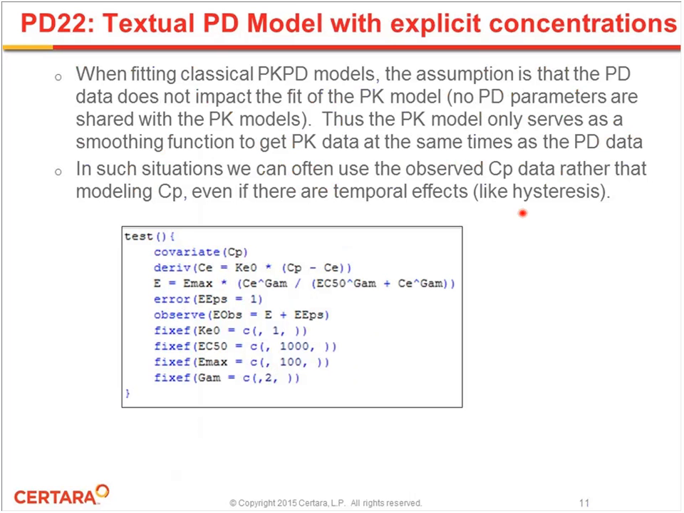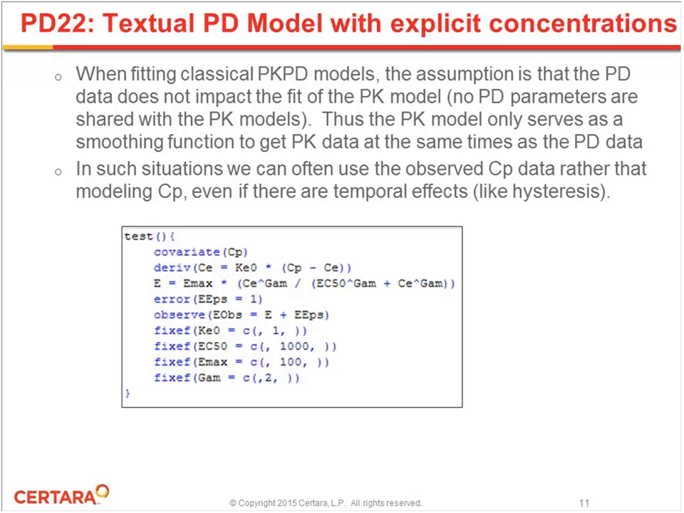Before we start with the demo, here comes a further option, the textual model with explicit concentration. We can reduce the PK-PD model to a simple PD-Emax model, and we can achieve this by using explicit concentration values. For this data set, we have for each response measurement also a plasma concentration value. So this is possible. But in general, the assumption for modeling PK-PD data is that the PD data does not impact the fit of the PK model, since there are no shared parameters between the PK and PD model.